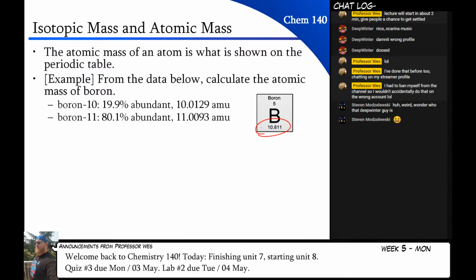So let's find the weighted average. The atomic mass will be the mass of boron 10 times the percent of boron 10, plus the mass of boron 11 times the percent of boron 11. And so let's just enter all those numbers.